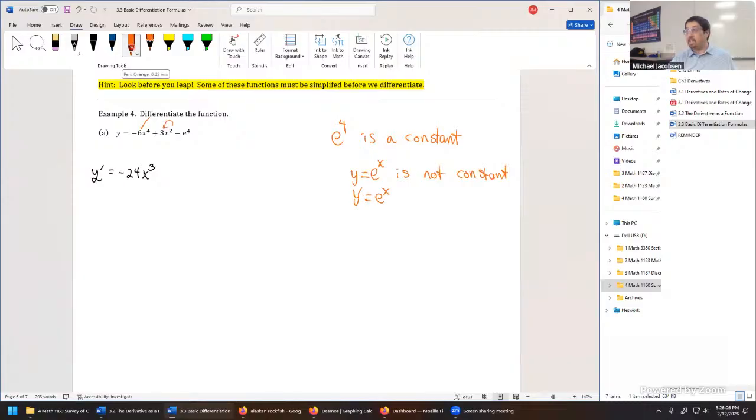Here we multiply this way. 3 times 2 is going to give us a plus 6. Power goes down by 1, so now it's x power 1 in the derivative. That term is done. And so is that term. It's a constant, so nothing happens to it. The derivative of e power 4 is 0. So that's our first one down.